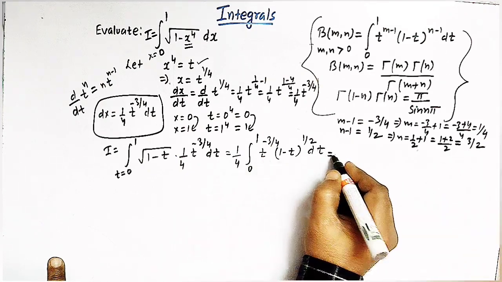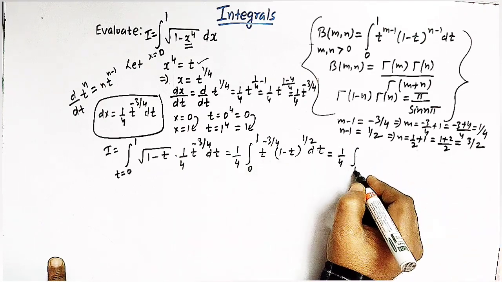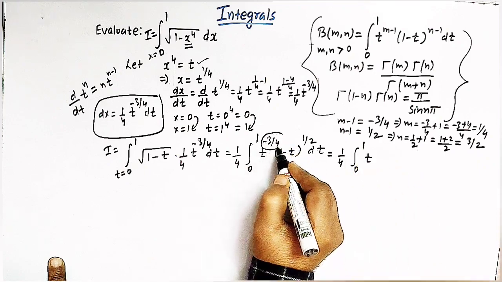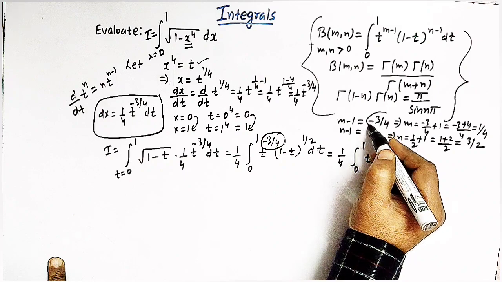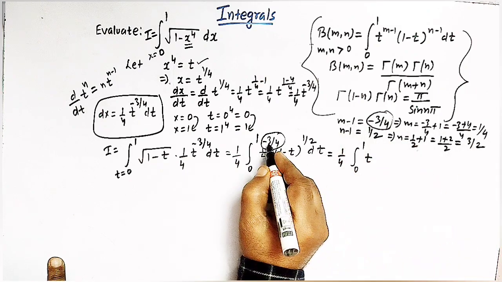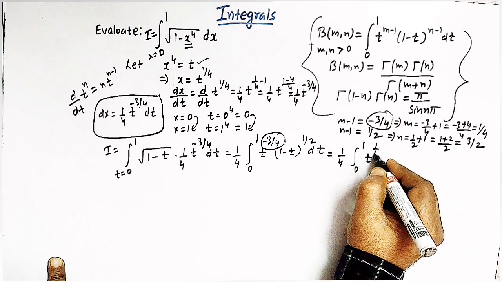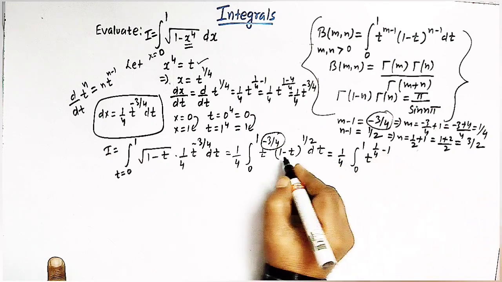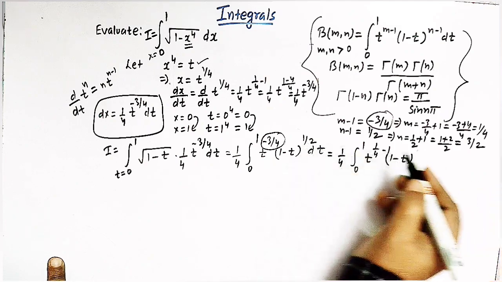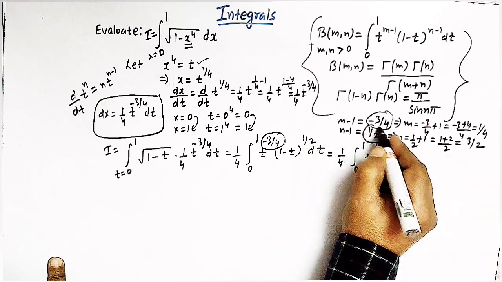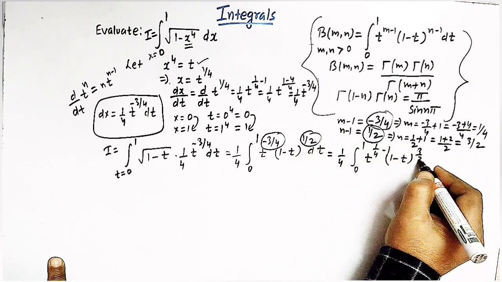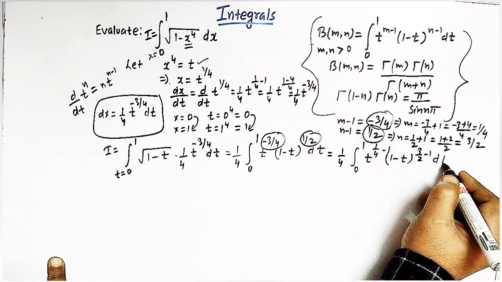So now we can write 1 over 4, then we have 0 to 1, and t raised to minus 3 over 4, and here minus 3 over 4 is m minus 1. M is 1 over 4, so this exponent can be written as 1 by 4 minus 1, and then we have 1 minus t raised to half. So half is n minus 1. So n is 3 by 2, so here we have 3 by 2 minus 1, right?